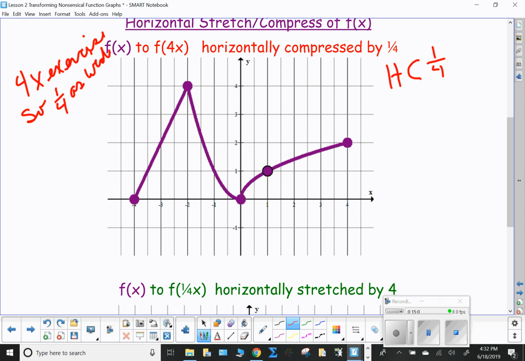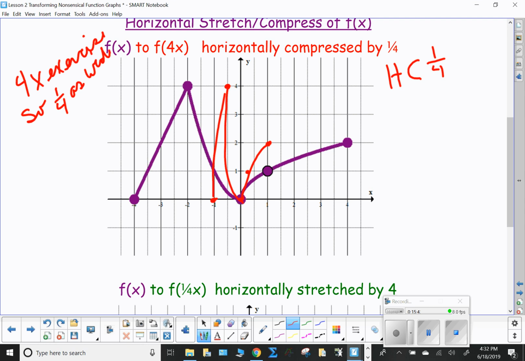Horizontally compressed by 1/4. So if we take this, that means every one of these points will come in by 4. Instead of being out here at 4, it's going to be pressed in to -1. Instead of being at -2, it's going to be pressed into a half. Instead of at 1, at 1/4. Instead of at 4, it's going to come all the way back to 1. This one just stays here.